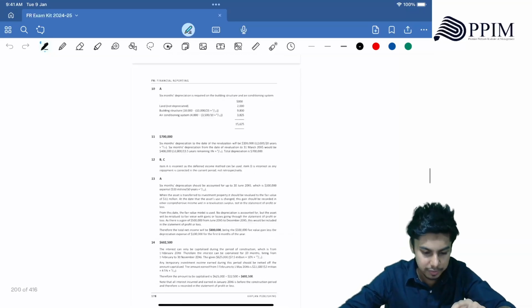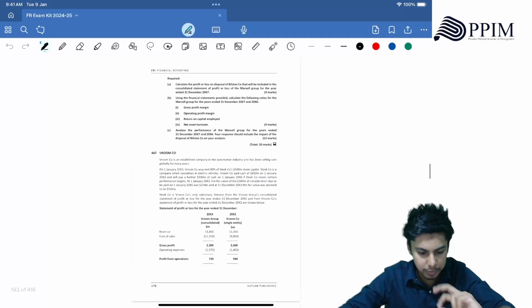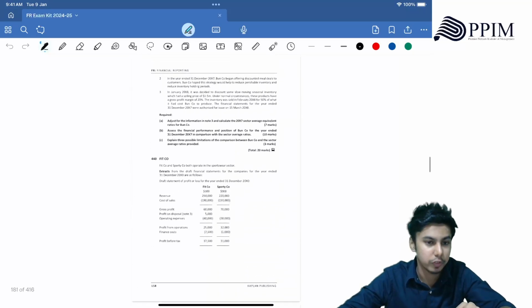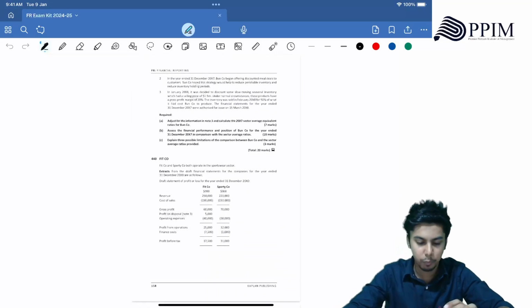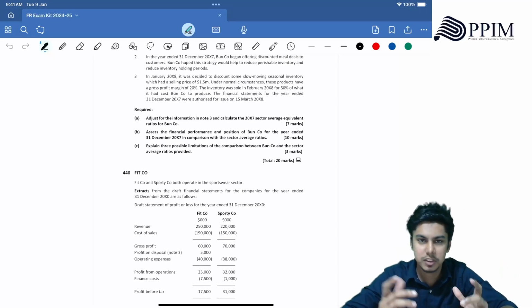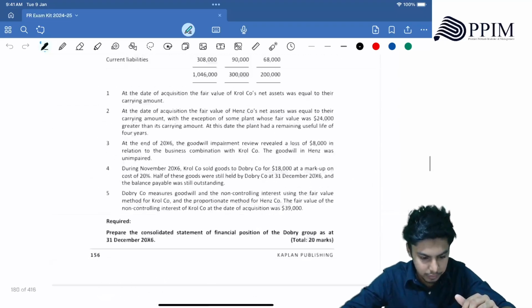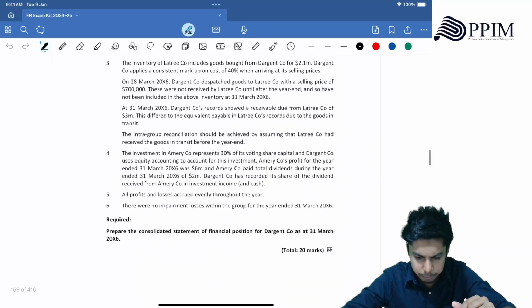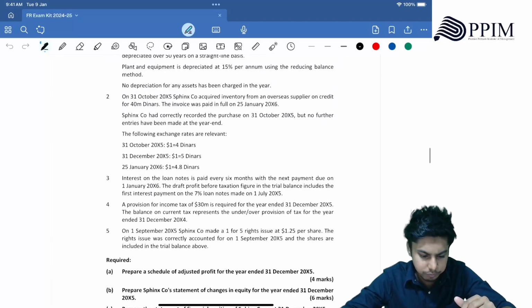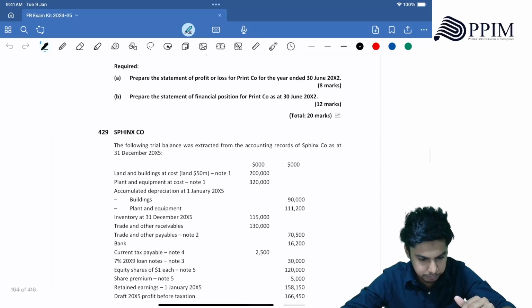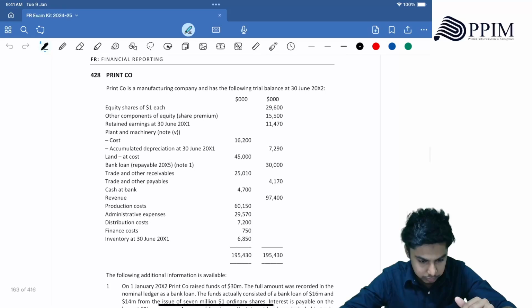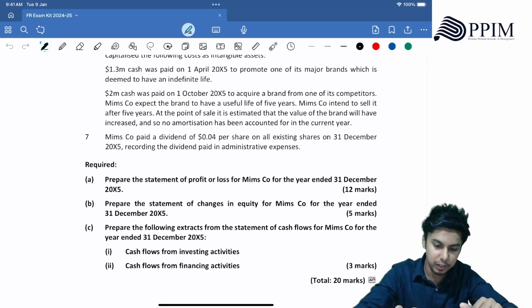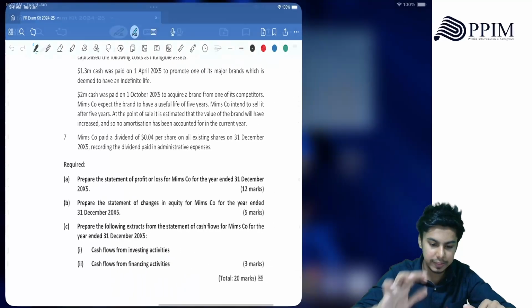We'll start off by discussing the homework question MIMS Corporation, which I gave last Thursday. If you haven't done the question, no problem. I'm going to draw the format and start from the first so you can do it with me together. MIMS Corporation asked for the profit and loss statement, statement of changes in equity and cash flow statement.